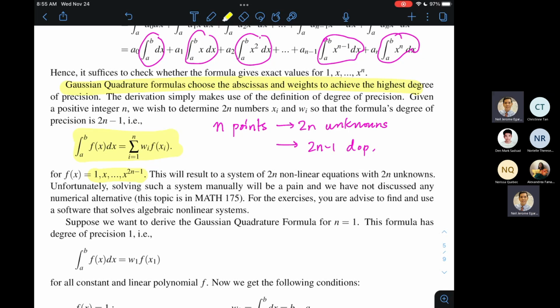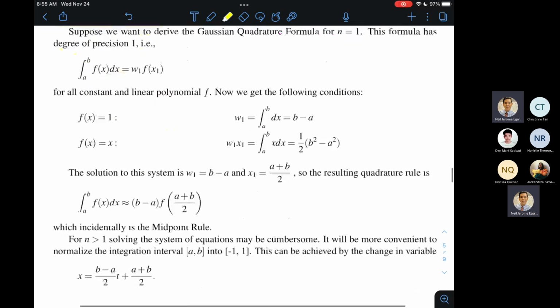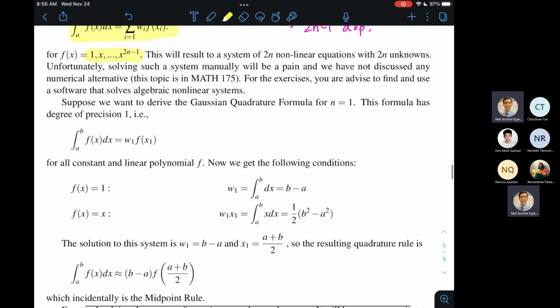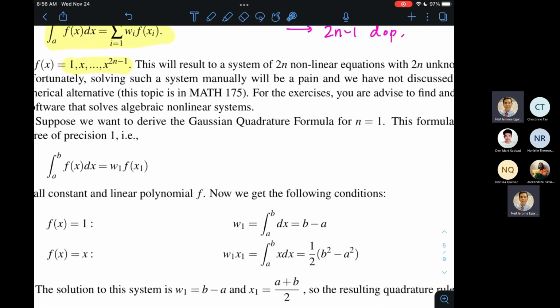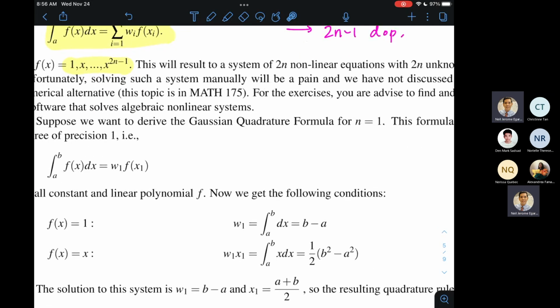Okay, so I think I've been talking for 25 or so minutes now. Puro theoretical at puro conceptual. So let's do some work here, some actual work. I-derive natin yung Gaussian quadrature formula for n equals 1. Ibig sabihin, isang point lang yung gagamitin ko. So kung isang point lang yung gagamitin ko, itong quadrature rule na ito will just have one term. That would be W1 times f of x1. Ang question ngayon ay, ano dapat si x1 at ano dapat si W1?